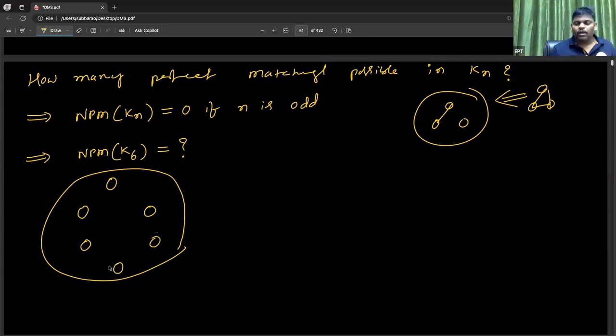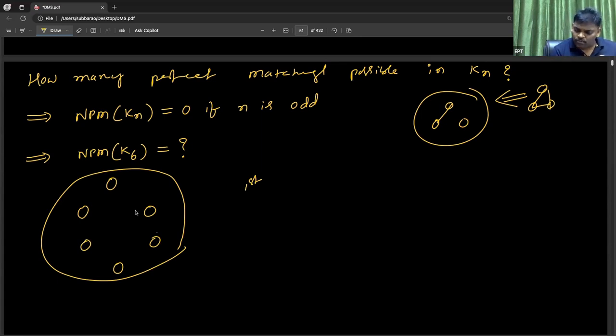Now see how many edges you will take. K4 is over immediately, with only 2 edges. For K6, with 6 people, 6 by 2 is 3, so I can take 3 edges. Now everyone observe. First time I am trying this.